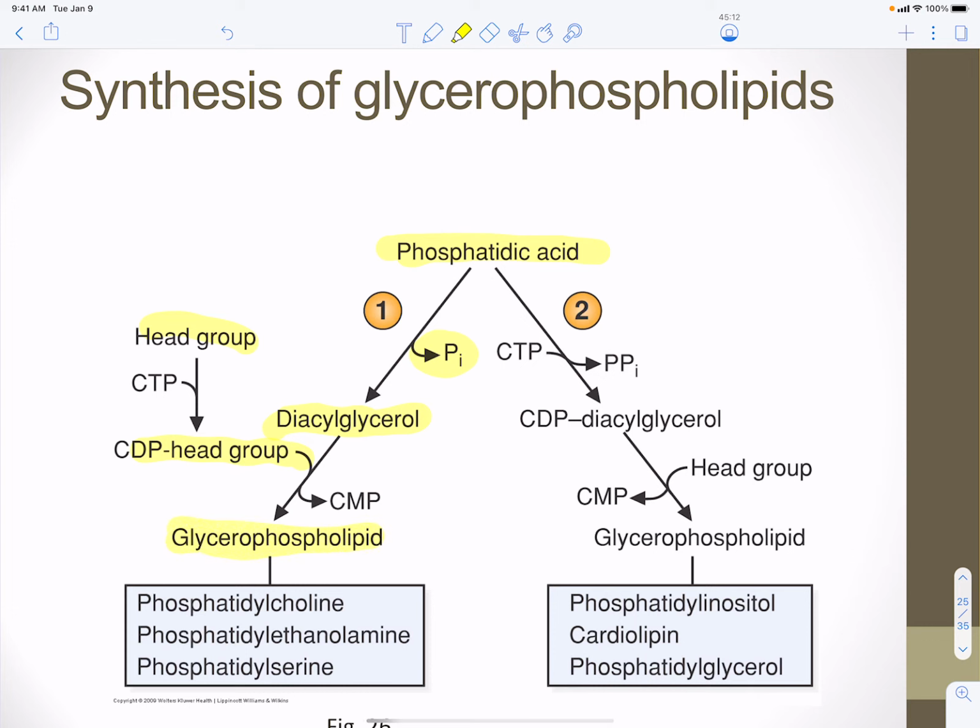So in the case of a glycerol phospholipid, for this type of pathway that involves a diacylglycerol without activation and the head group gets activated, it's phosphatidylcholine, ethanolamine, and serine. Now the second pathway is where the phosphatidic acid is going to be activated. So in this case, your diacylglycerol has the CDP instead of the head group. And then the unactivated head group comes in. And this is for phosphatidylinositol, cardiolipin, and phosphatidylglycerol.